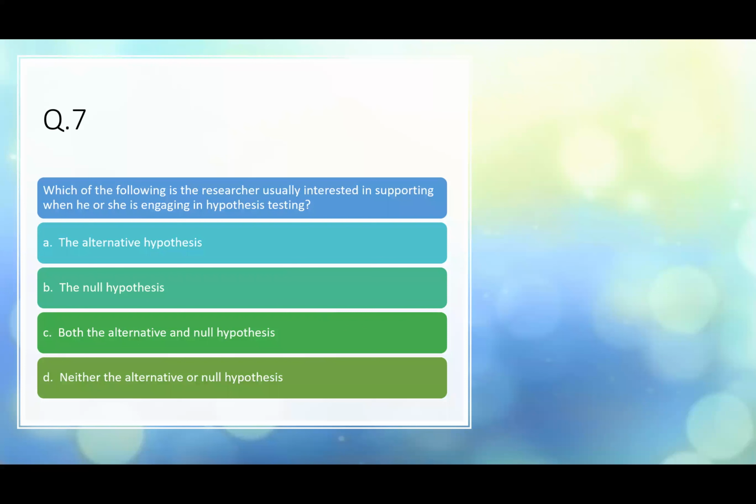Which of the following is the researcher usually interested in supporting when he or she is engaging in hypothesis testing? The alternative hypothesis, the null hypothesis, both the alternative and null hypothesis, neither the alternative or null. Alternative hypothesis. Yes, alternative hypothesis. The researcher is always saying that there is a difference between the variables. So they're interested in the alternative hypothesis.